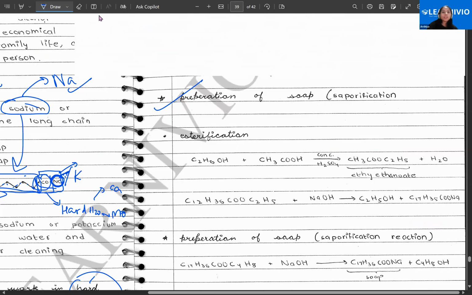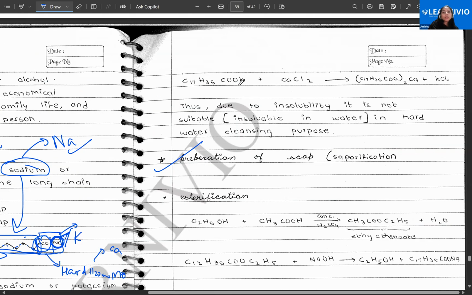And the same for potassium: a long carbon chain of carboxylic acid along with potassium. When it reacts with calcium chloride, the hard water, the calcium will replace the potassium, and KCl is formed. Here, instead of potassium, we can see that calcium is present. So this is the reaction, as I told you, they will replace. And due to this insolubility, hard water is not preferred for cleaning purposes. Okay. Yes, ma'am. It's clear.